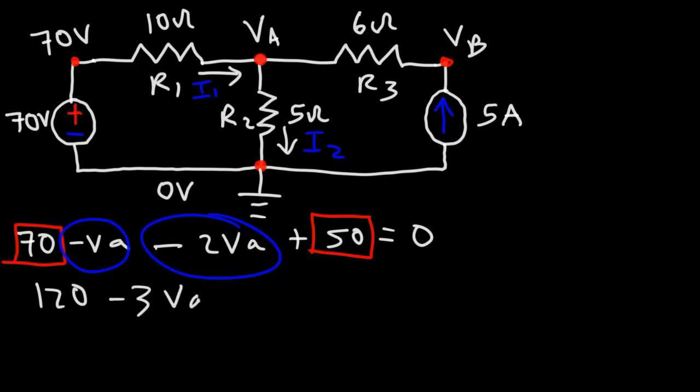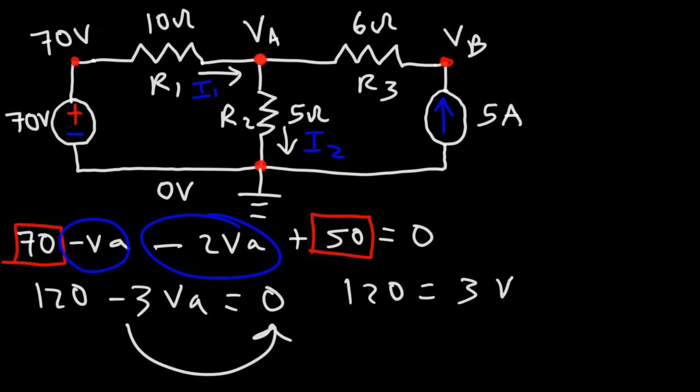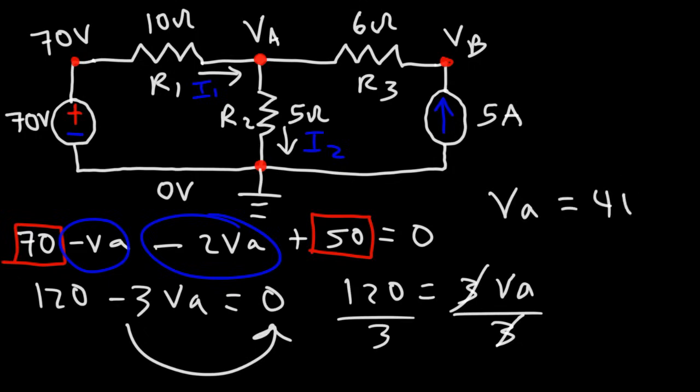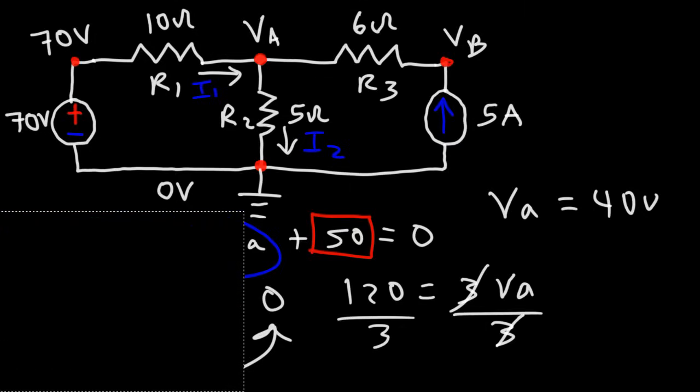Or negative 3 VA. Now I'm going to move this term to the other side. It's a negative on the left side, but it's going to be positive on the right side. So I have 120 is equal to 3 times VA. Dividing both sides by 3. 12 divided by 3 is 4, so 120 divided by 3 is 40. So the electric potential at point A is 40 volts. Now that we know that, we can calculate everything else that we need.